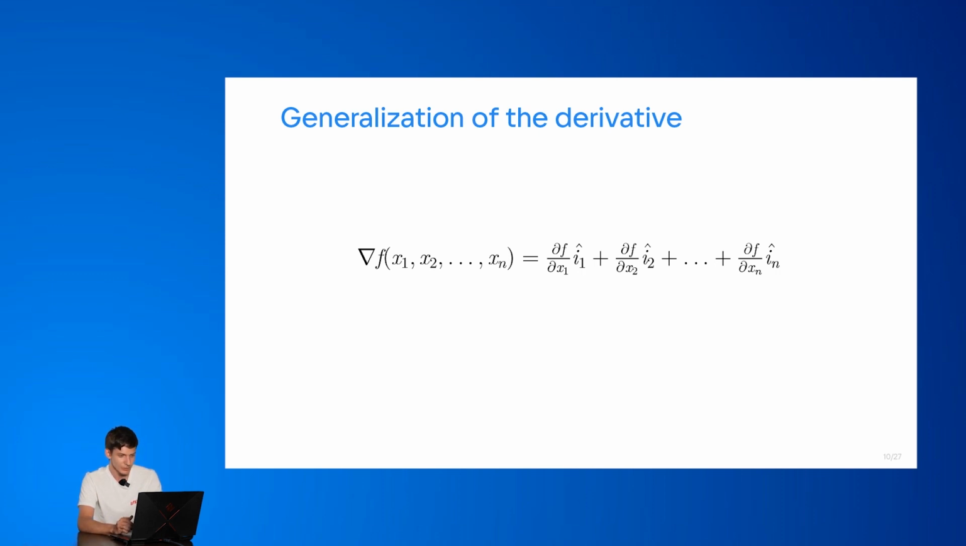Every partial derivative shows the direction along its variable. Multiplying it by a unit vector along the axis of each of the variables and getting the resulting sum gives us this vector. It is called the gradient.